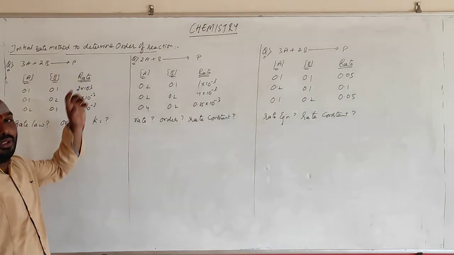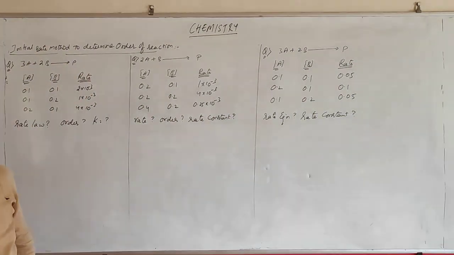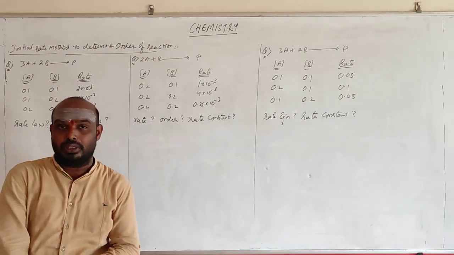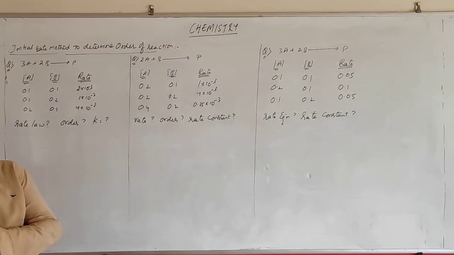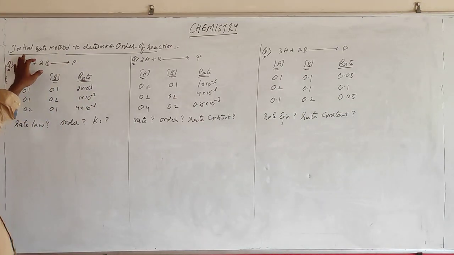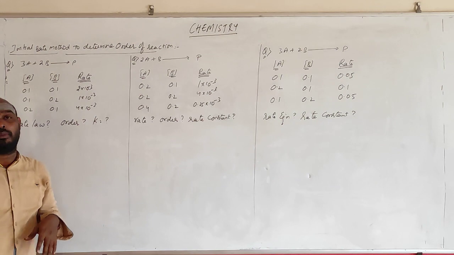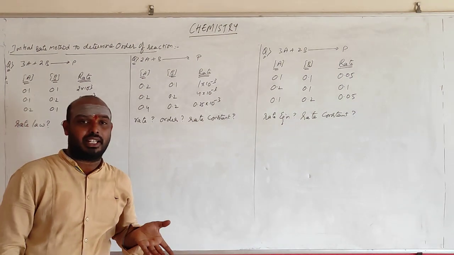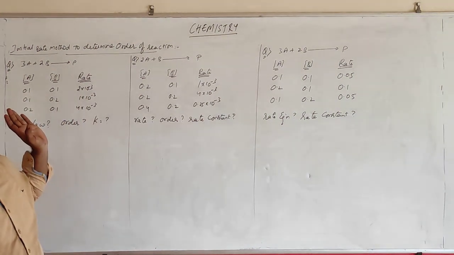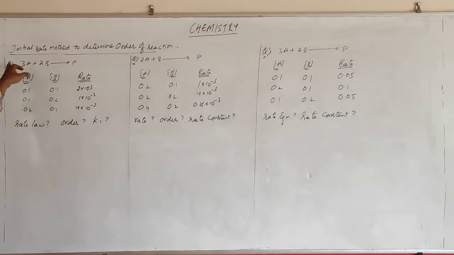In this session we are going to solve some problems as well as learn with respect to zero order kinetics. There is a method called the initial rate method to determine the order of the reaction. To determine the order of the reaction, the questions will be asked in this pattern also. That method is called the initial rate method.